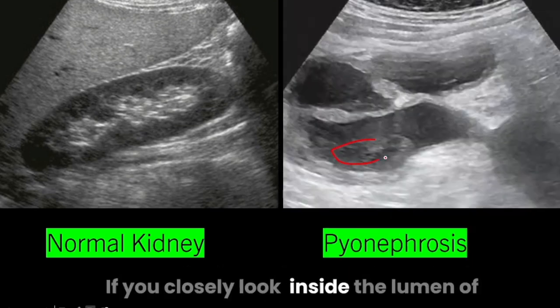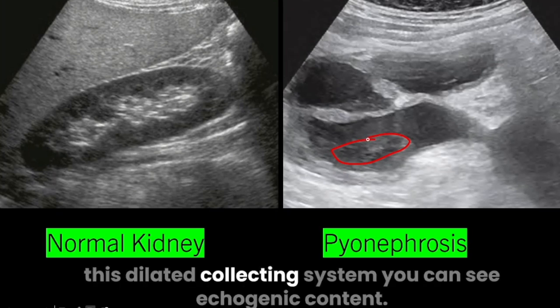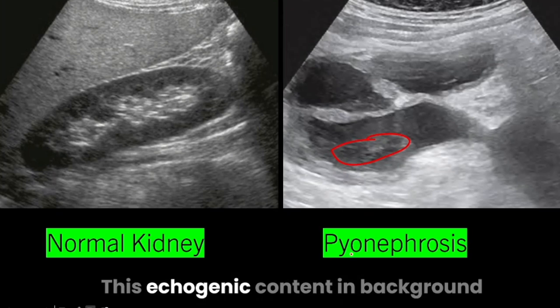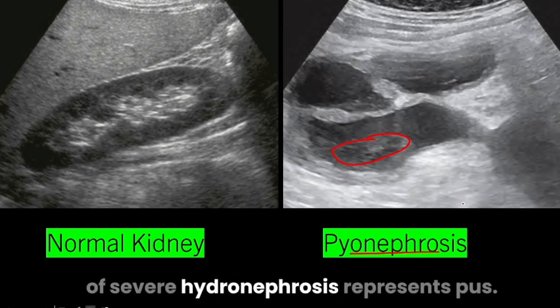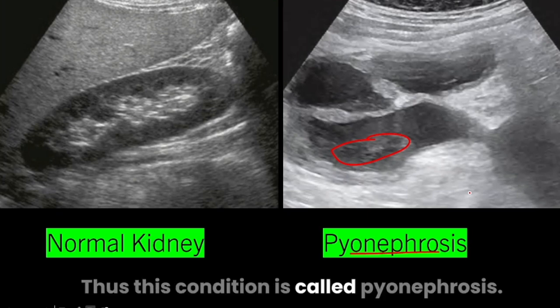If you look closely inside the lumen of this dilated collecting system, you can see echogenic content. This echogenic content in the background of severe hydronephrosis represents pus. Thus, this condition is called pyonephrosis.